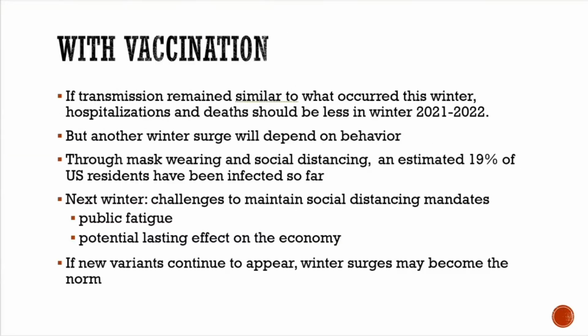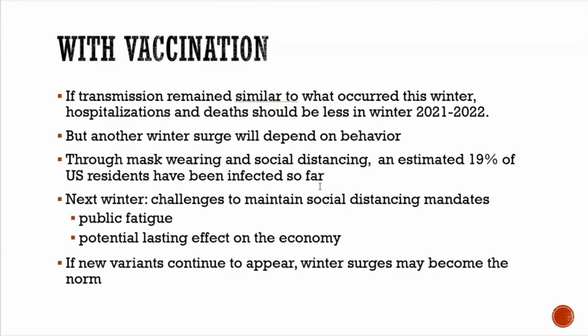So even with vaccination, if transmission remained similar to what occurred this winter, let's say hospitalizations and deaths in the next winter, 2021 to 2022, should be less, right, with vaccination. But another winter surge like we just saw, where we were reporting record numbers of hospitalizations, at maximum ICU capacity, maximum hospital census capacity. This is going to depend on behavior just as well. So mask wearing and social distancing, how is that going to be? What is going to be happening with that a year from now, right?